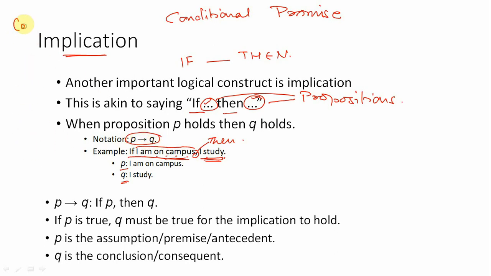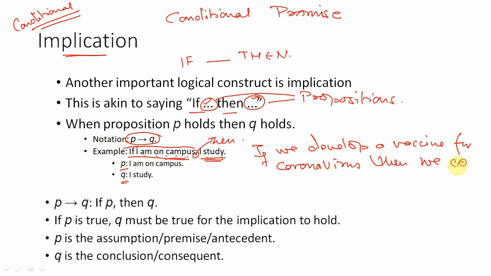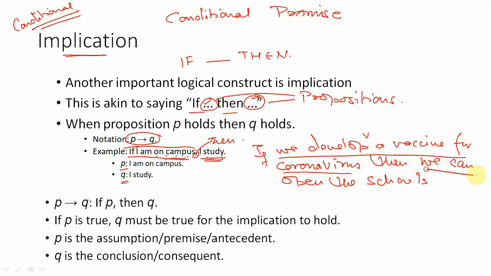This is also called the conditional. If I take one more example, let us say, if we develop a vaccine for coronavirus, then we can open the schools. This atomic proposition, we develop a vaccine for coronavirus, can be represented by, let us say, V for vaccine. Then we can open the school. If this atomic proposition is represented by S for school, then this entire statement can be represented by V implies S. If V, then S.